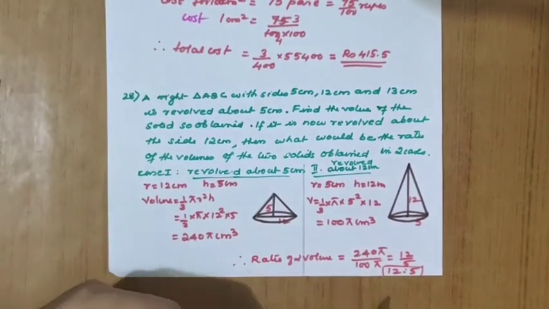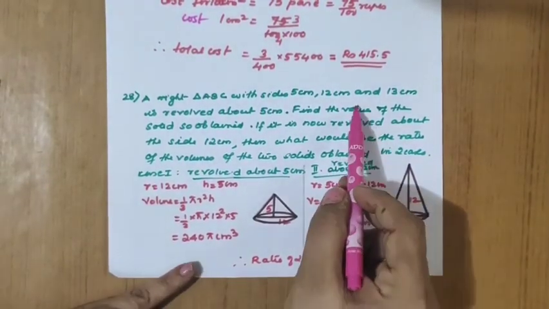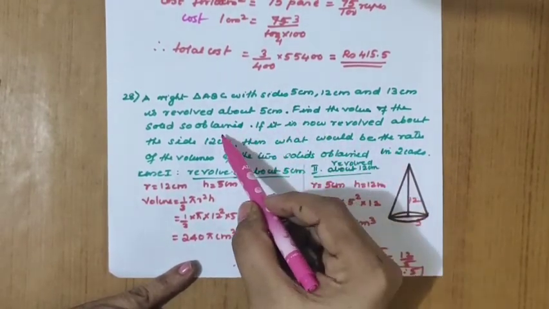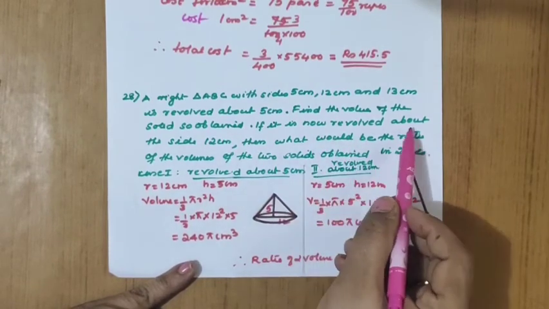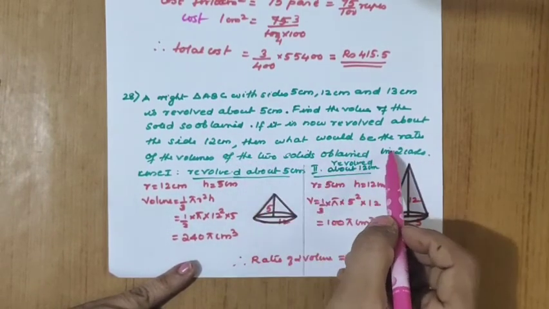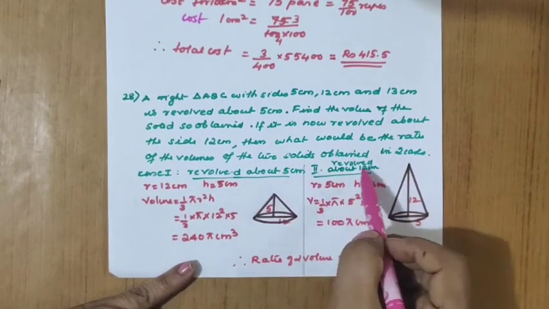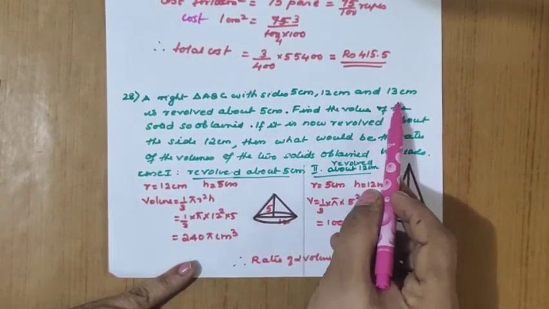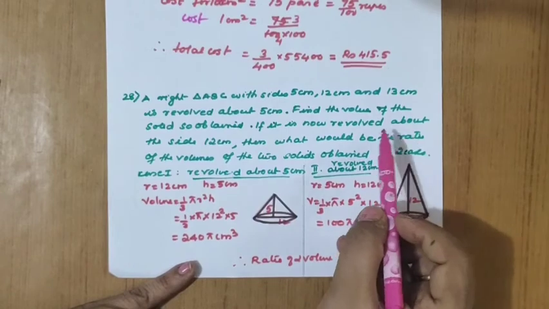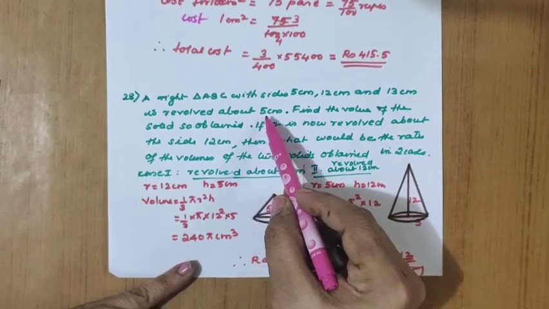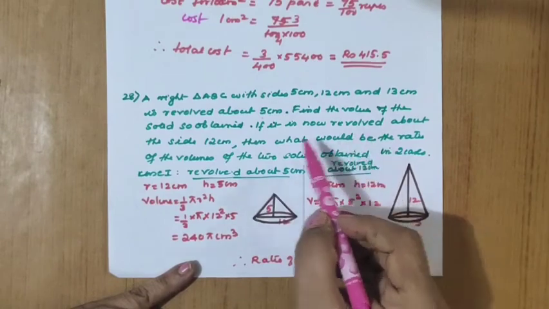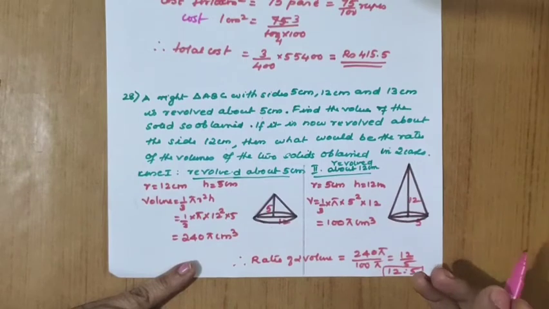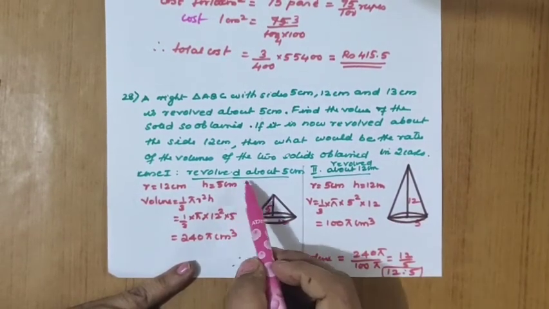Next question. A right triangle ABC with sides 5 cm, 12 cm, 13 cm is revolved about 5 cm. Find the volume of the solid so obtained. If it is now revolved about the side 12 cm, then what would be the ratio of the volume of the two solids obtained in two cases? So here the measurement is same, 5 cm, 12 cm, 13 cm. In the first case, the right triangle is revolving about 5 cm, then find the volume. Next case, it is revolving about 12 cm, find the volume only, and the ratio of the two cases we have to find. So the case 1, revolved about 5 centimeter.